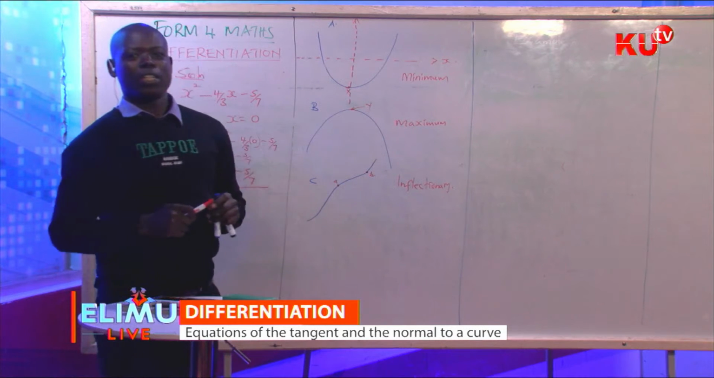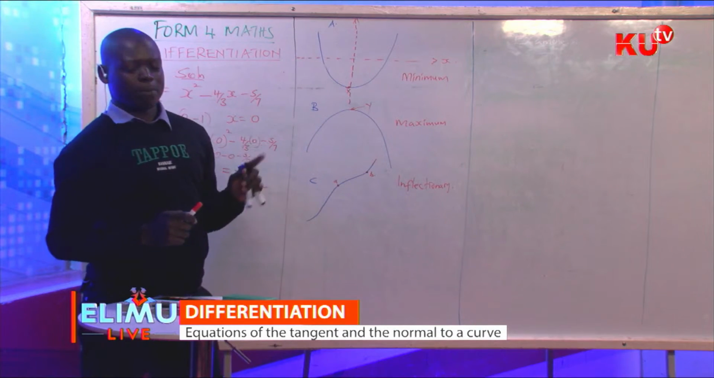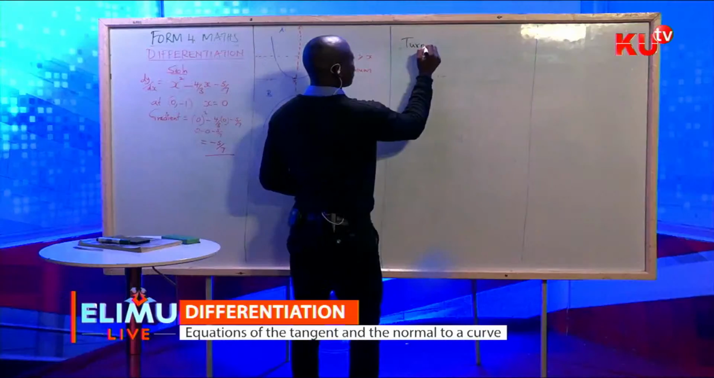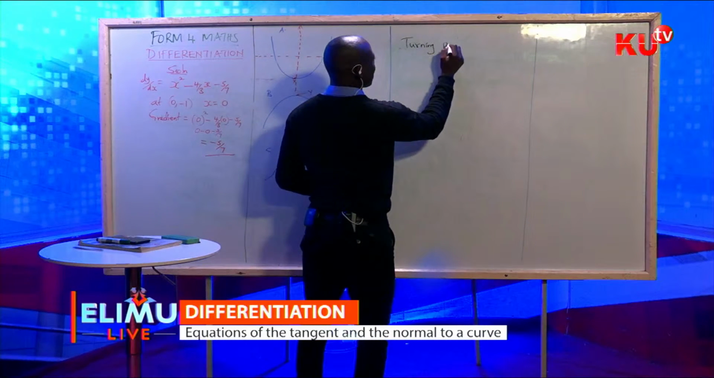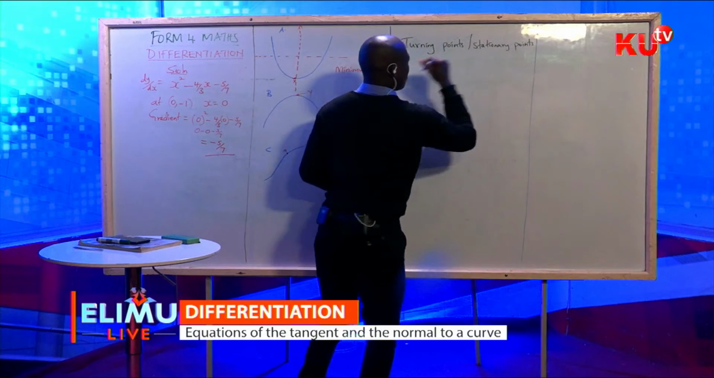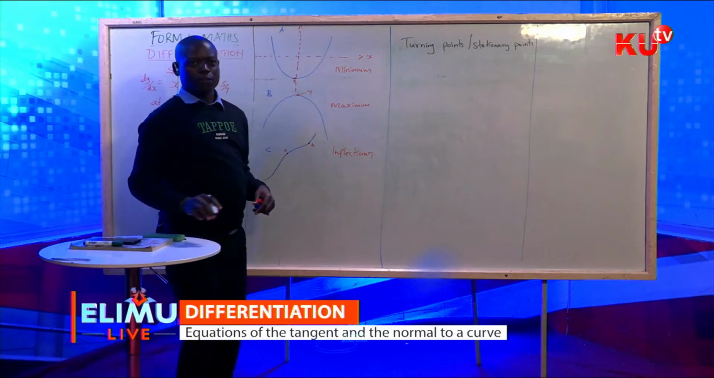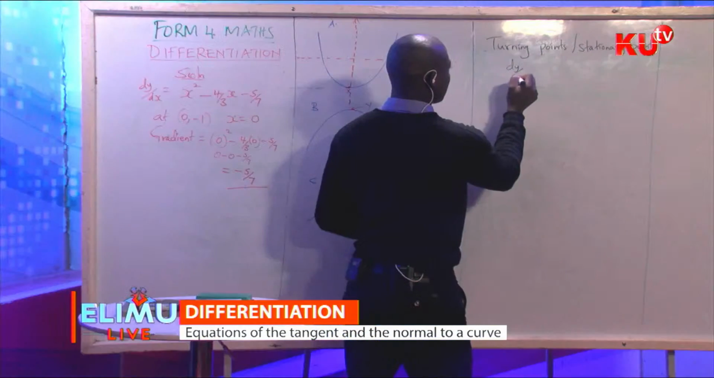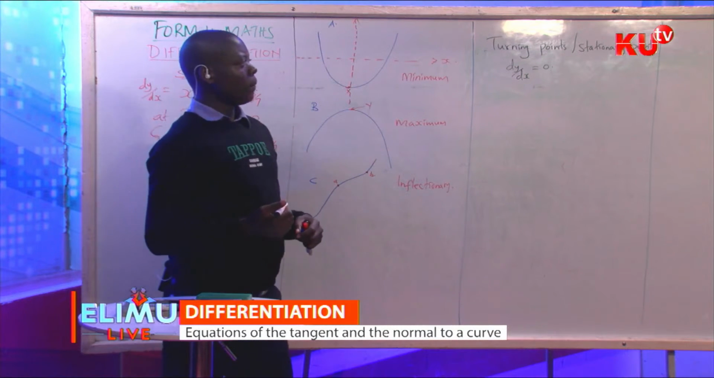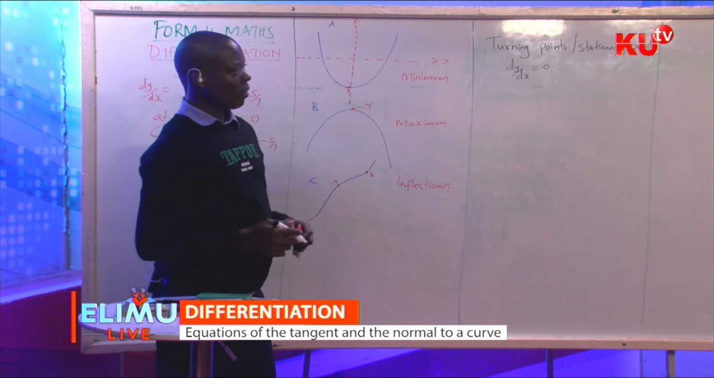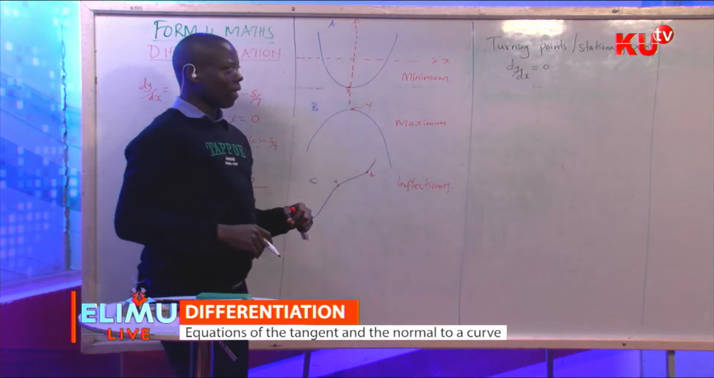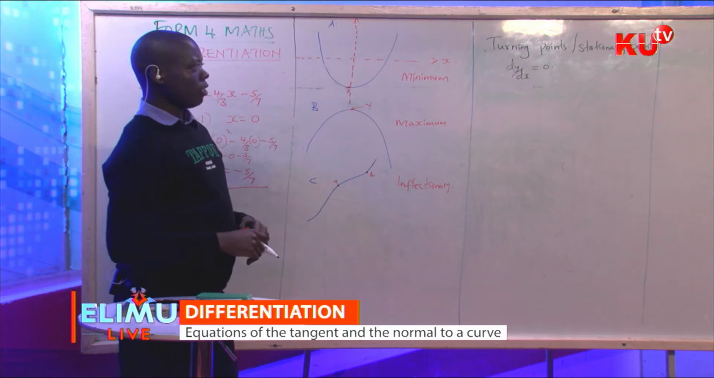But what is key, students, is to understand one basic concept in turning points. And what is that concept, students? When you're discussing turning points, or stationary points, at every turning point, the derivative, the dy dx is always 0. So whenever you are given a question and you are asked to determine the turning point, then what you need to do is differentiate the function and equate to 0.